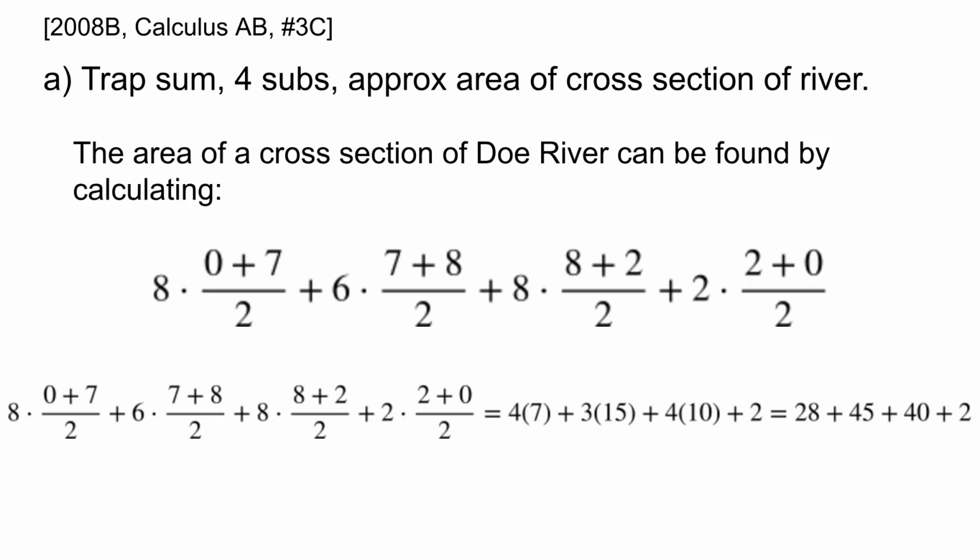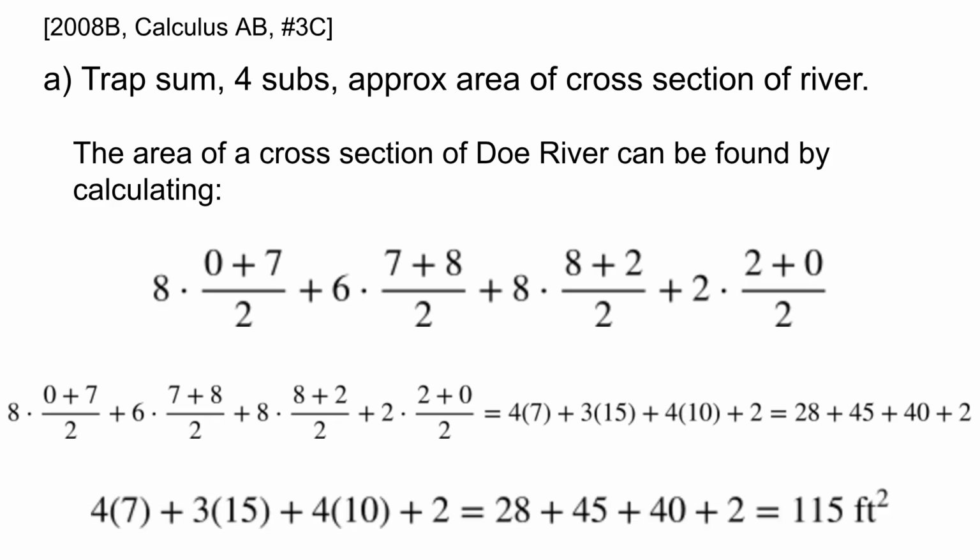So when we calculate all of this, 8 times 7 over 2 plus 3 times 15 plus 4 times 10 plus 2, add all that up, and you get 28 plus 45 plus 40 plus 2, which turns out to be 115 square feet. Make sure the label is correct here. We are calculating an area, so make sure that your unit is a unit of area.